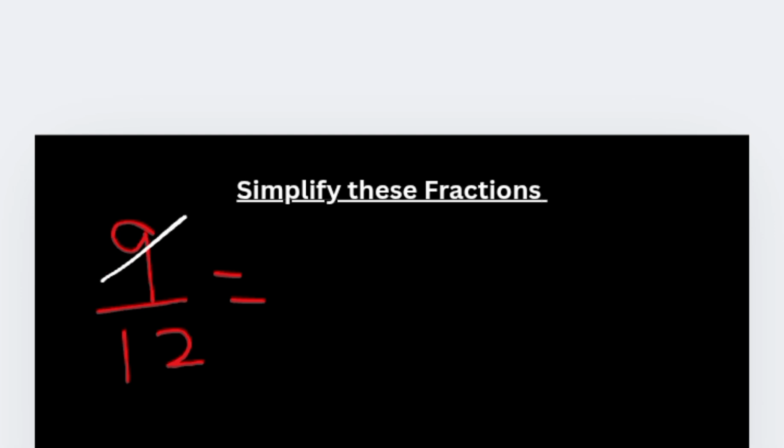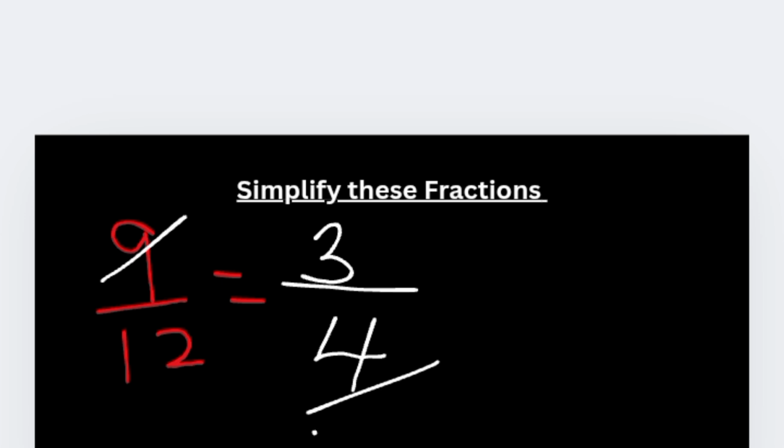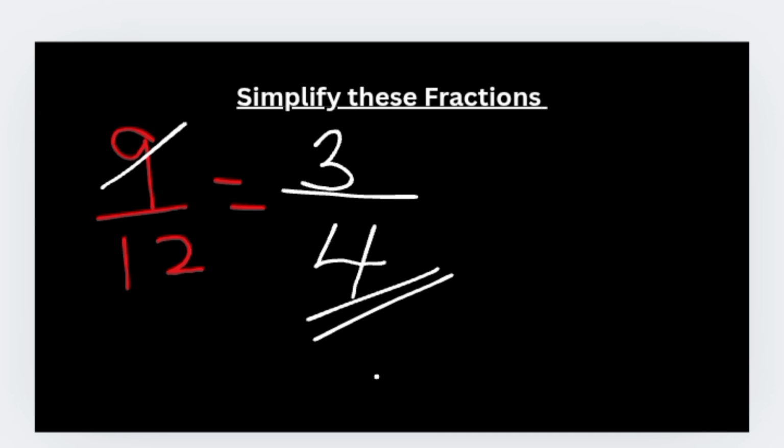So 3 divides 9, that gives us 3, all over 3 divides 12, that will give us 4. Now looking at this, there is no other number that can divide 3 and also divide 4. So this will be our final answer.